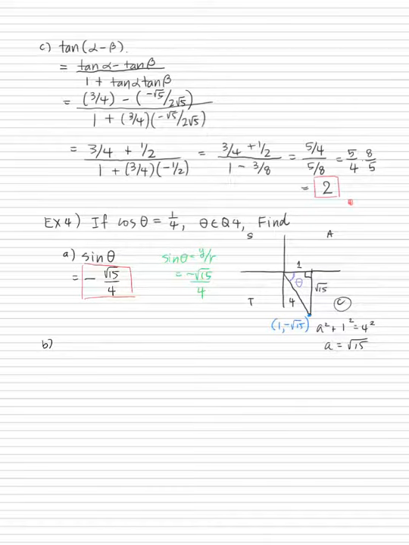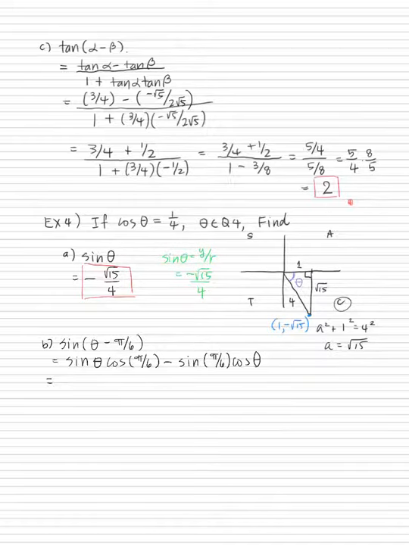Part B, sine of theta minus pi over 6. Okay, so let's look at this for a little bit. What can we do? So we have sine of theta minus pi over 6. So maybe we can apply the sine of alpha minus beta formula, which will be sine of theta and cosine of pi over 6, and this should be minus sine of pi over 6 and then cosine of theta.